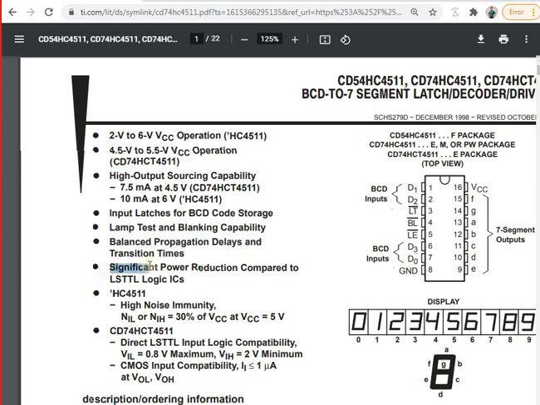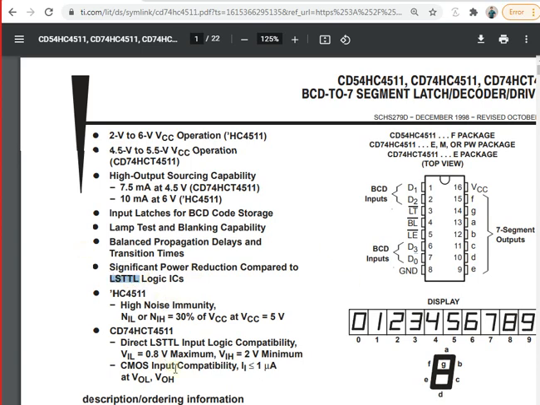And then the next thing is the significant power reduction compared to the previous logic. Now this is a logic IC. Since these ICs have come from the last 40-50 years of enhancements in technology, there is a significant power reduction. The previous logic was LSTTL. I am not going to talk more about this one, and in your further classes you will understand what LSTTL means.